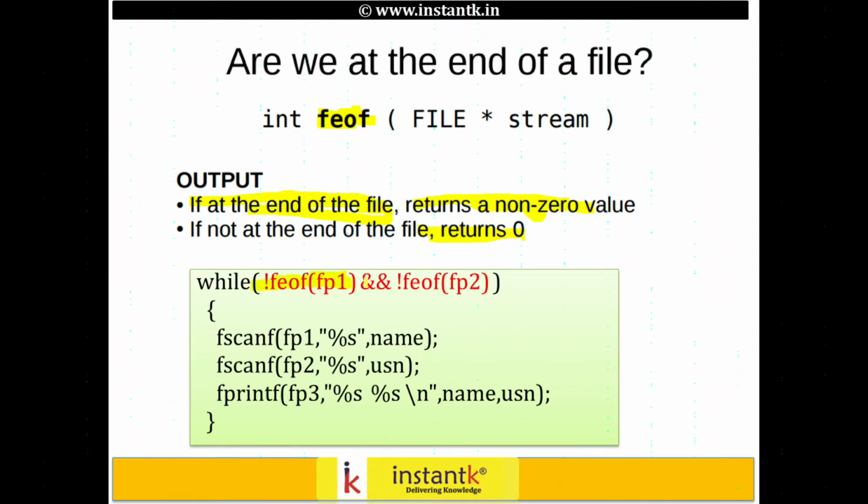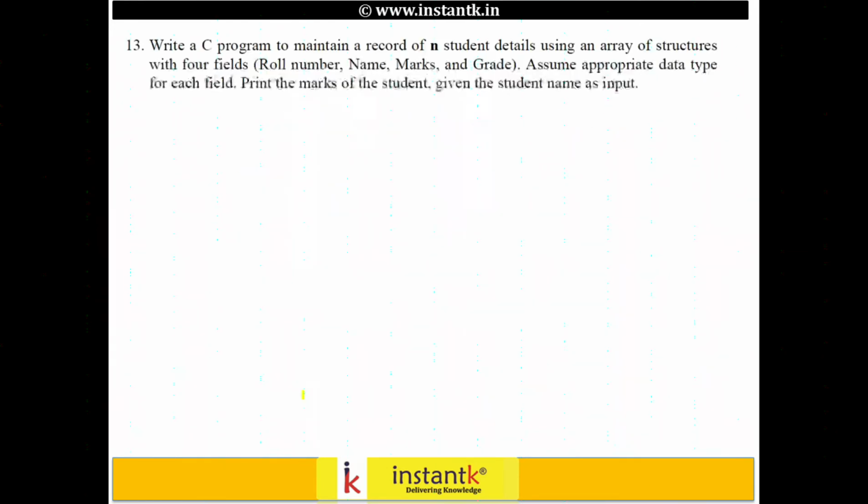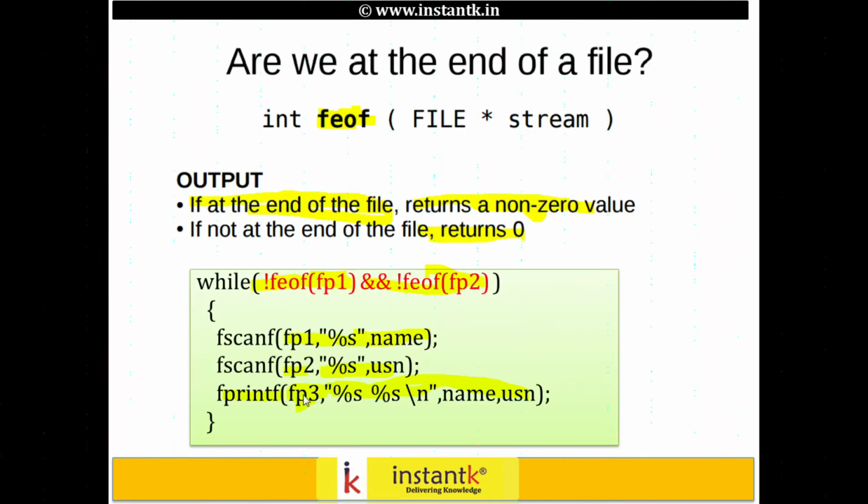Either this file has content or that file has content, we are going to do an fscanf, give this file pointer and do a %s and read it into here. And fprintf is the same, but it needs a file pointer. Whatever the printf does is written onto the file pointed to by fp3. So let's quickly go to the code.